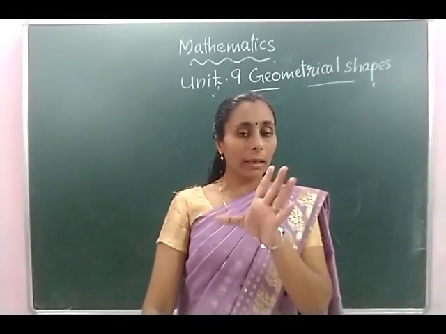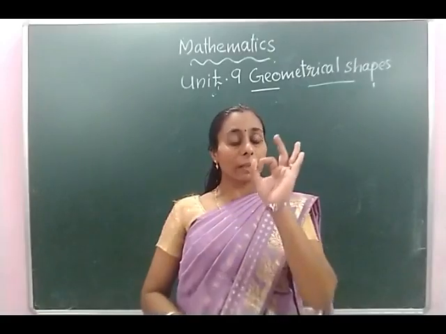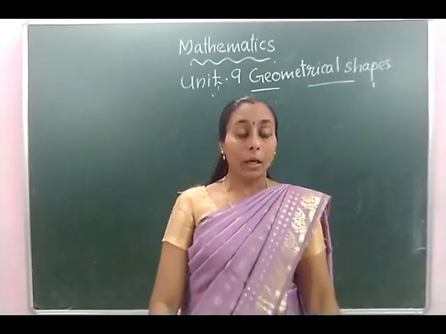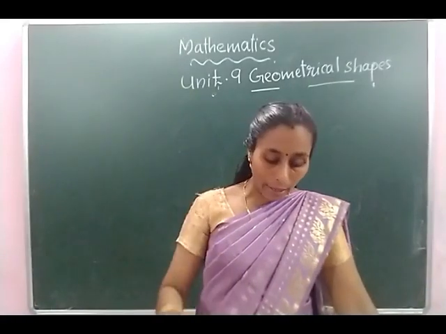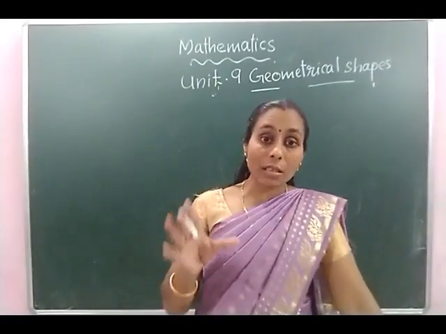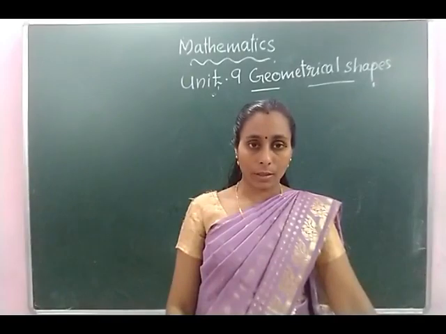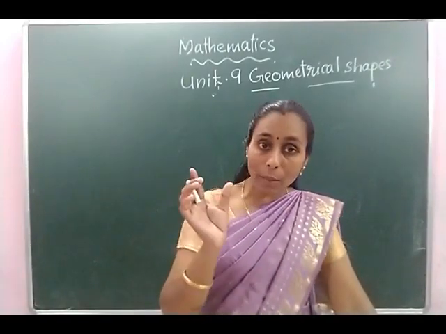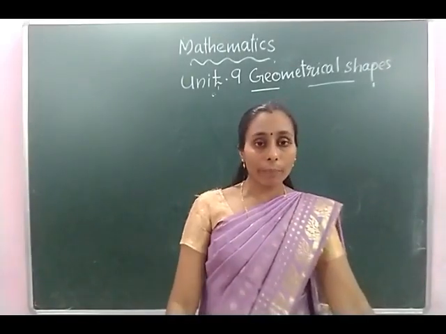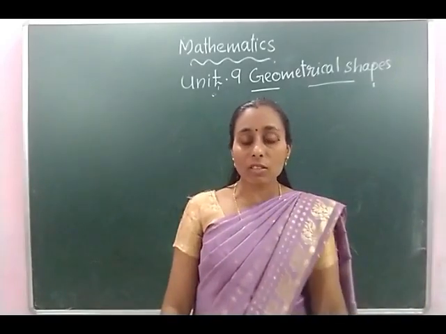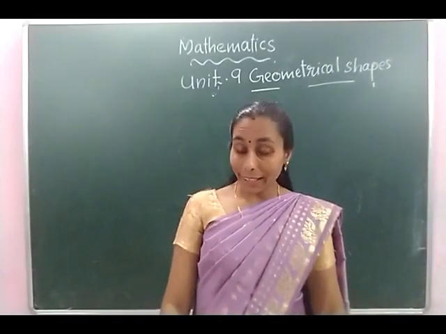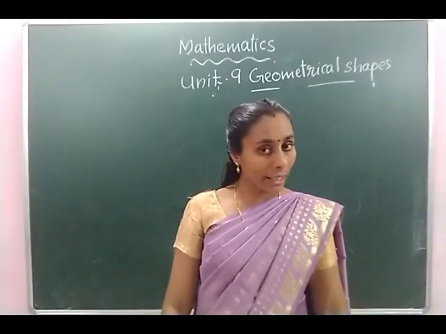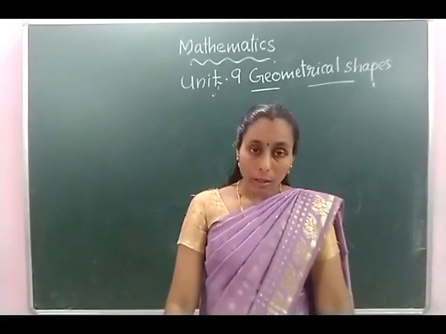All these plane shapes have only two dimensions, that is length and breadth. They don't have height. Can you say one example of a square shape? Things we can see around us with square shapes: chessboard. Rectangle shape: scale.